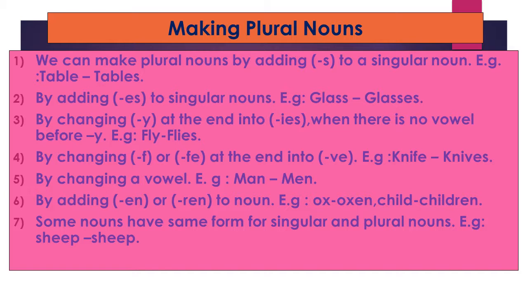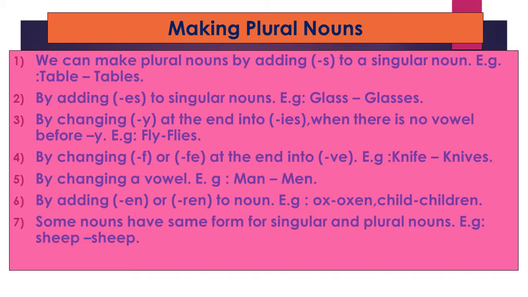The next rule is by changing a vowel. As we discussed, A, E, I, O, U are vowels. So you have to sometimes replace the vowels. Now example is man. M-A-N. To make it plural, that means to make it more than one person, the center letter A is replaced with another vowel E. So it becomes men. So men is plural.